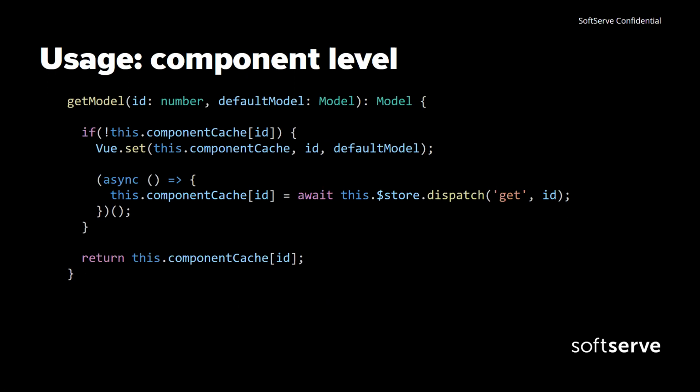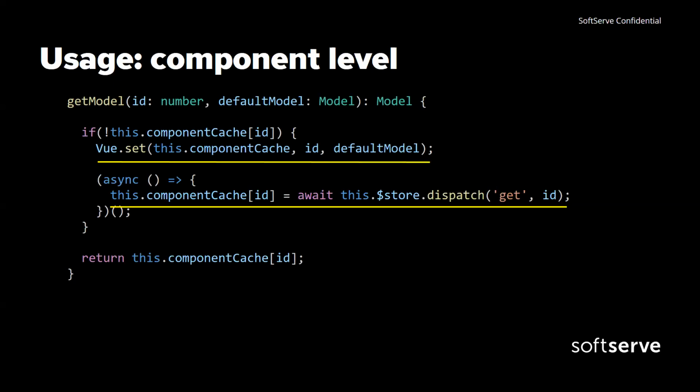We created a getModel method, which solves two tasks for us. The first, it allows us to pass some default values to the component. Look at the default model. Here, the method Vue.set takes care of the reactivity concern. Any property which is added to the object with Vue.set will be reactive. And that is how we ensure the reactivity is preserved.